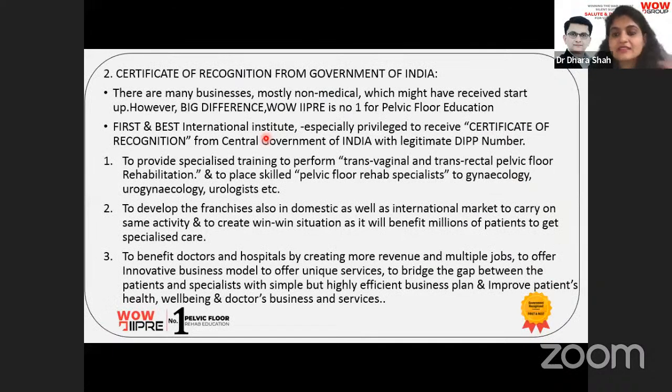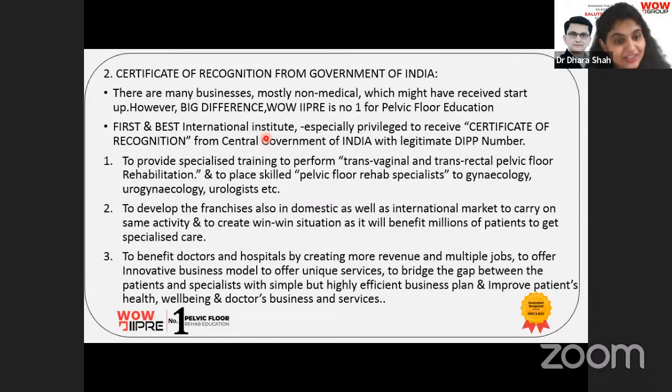WOW IPRI has received a certificate of recognition from the Government of India to provide specialized training to perform transvaginal and transrectal pelvic floor rehab, to place skilled pelvic floor specialists with gynecologists, urogynecologists, and neurologists, and to develop franchisees in the domestic as well as international market, to carry on the same activity and create a win-win situation, as it will benefit millions of patients. Not just pelvic floor, but neurological patients and patients suffering from other dysfunctions as well.